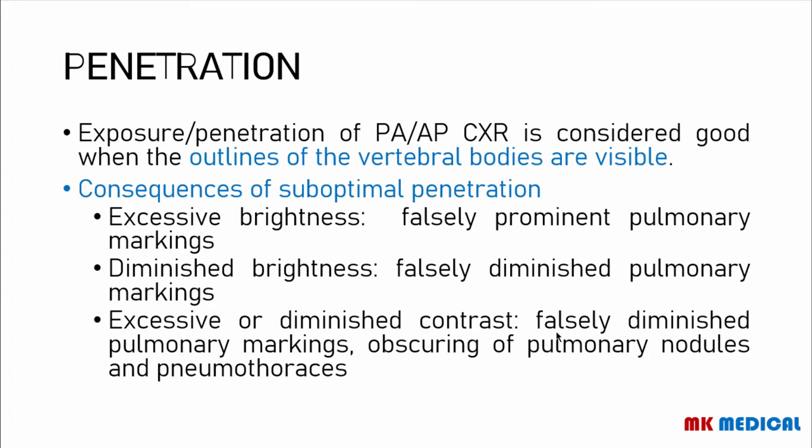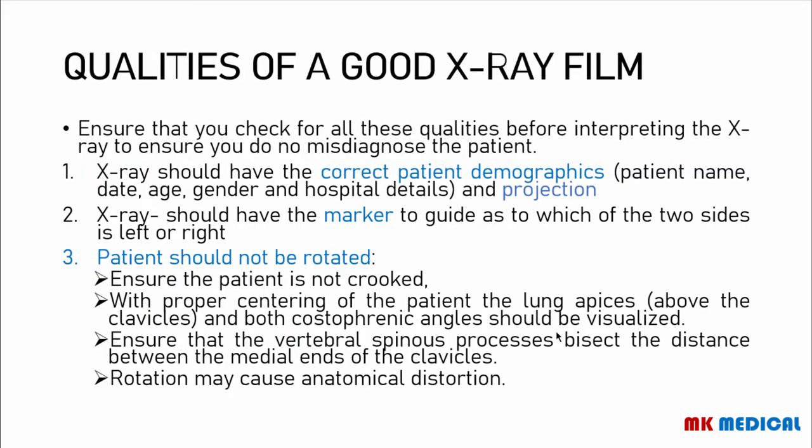Then the consequences of suboptimal penetration: it could lead to excessive brightness, where, for example, you can have falsely prominent pulmonary markings, like I already told you. It could lead to diminished brightness, where you have falsely diminished pulmonary markings, or even excessive or diminished contrast, where you have falsely diminished pulmonary markings, obscuring of some pulmonary nodules, even obscuring of some pneumothoraces.